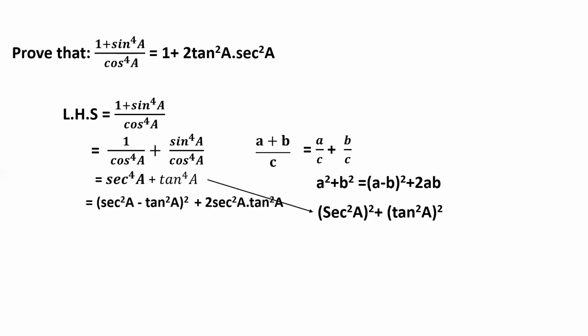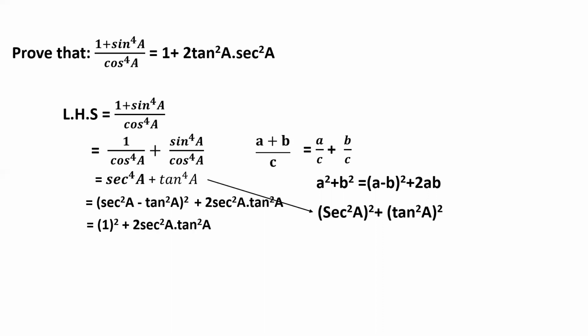So it will be something like that: sec square A minus tan square A whole square plus 2 sec square A tan square A. Here, sec square A is a, tan square A is b. So it is a minus b whole square and plus 2ab. A is sec square A and b is tan square A, right? Just compare with a square plus b square. Now, you know sec square A minus tan square A is 1.